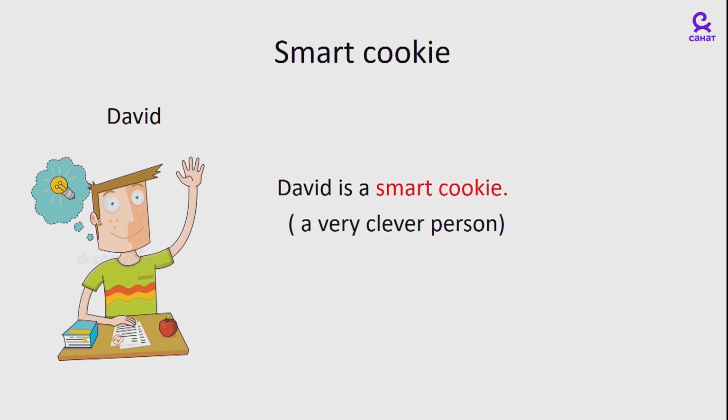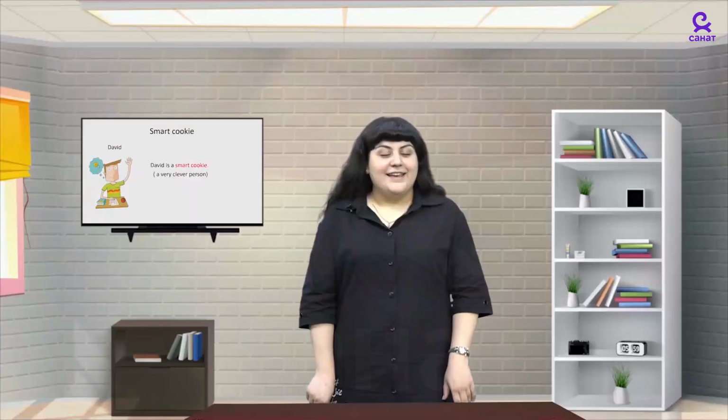If a person is clever and has good ideas, do we call him or her a smart cookie? Yes, we do. This is David. He is very clever. Does he study well? Yes, he does. Is he a smart cookie? Yes, David is a smart cookie. Do you want to be smart cookies? Yes. Then let's learn some new words.